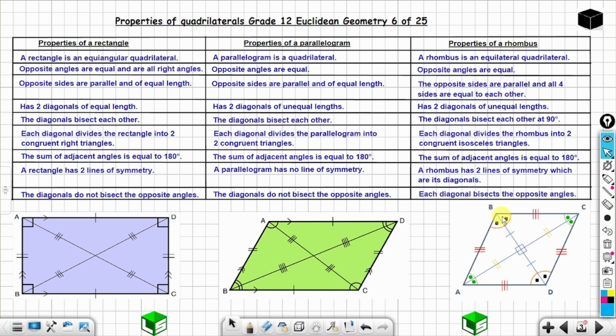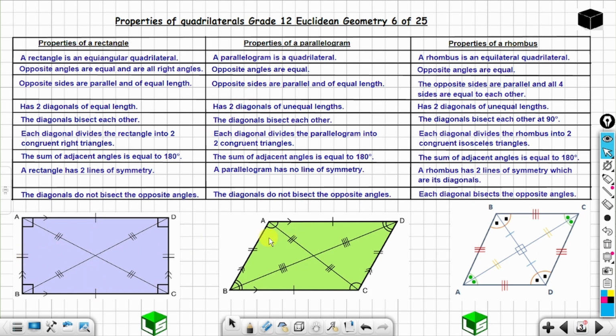Okay, this angle is equal to this angle. This angle is equal to this angle. Let's carry on. For a rectangle, opposite sides are parallel and of equal length. This side is equal to this side. This side is equal to this side.